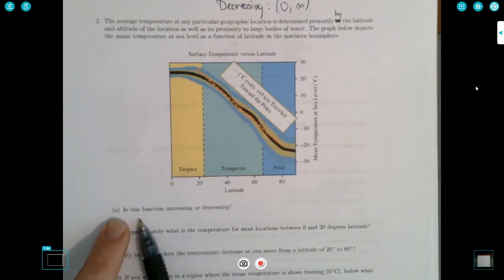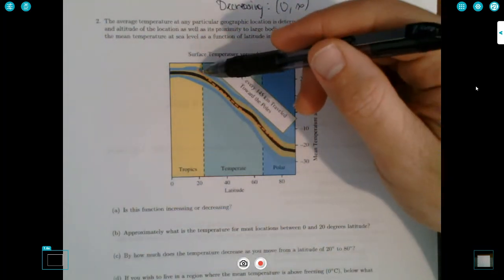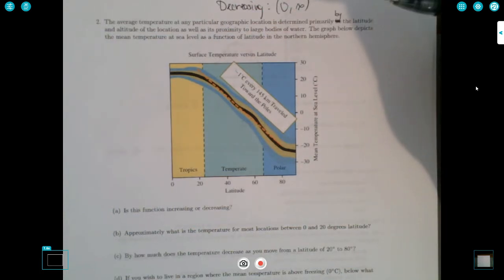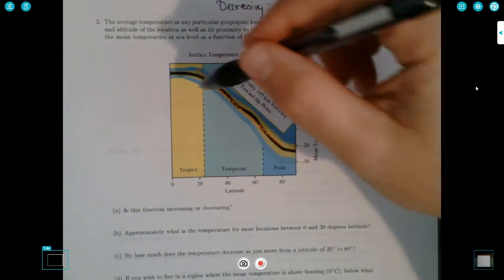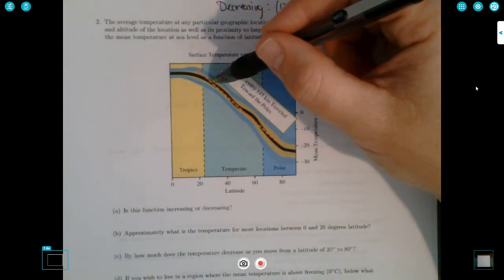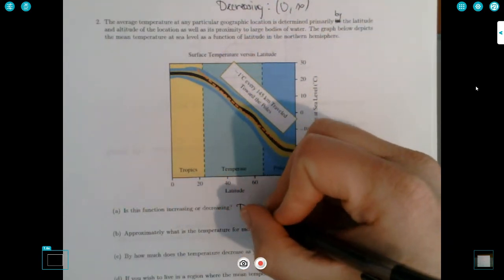Part A says, is this function increasing or decreasing? Well, a second ago I said if you treated this like a straight line, the slope would be -1. And that should kind of tell you it must be decreasing then, right? Another way to see that it's decreasing is, again, ride it like a roller coaster, right? You are falling the entire time. So it's a decreasing function.